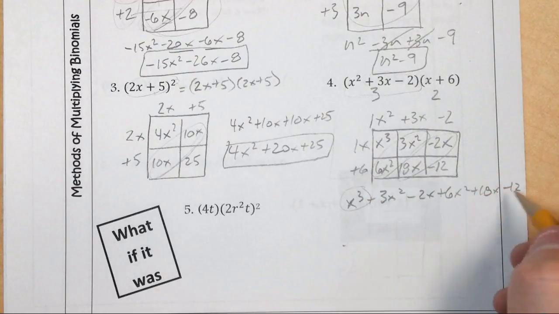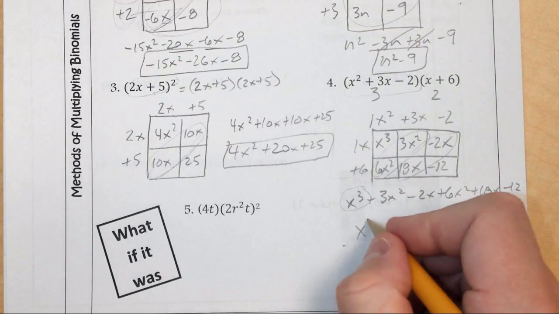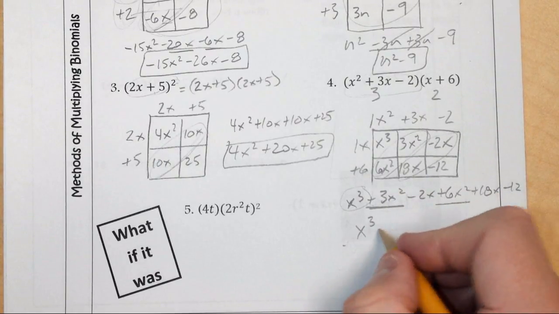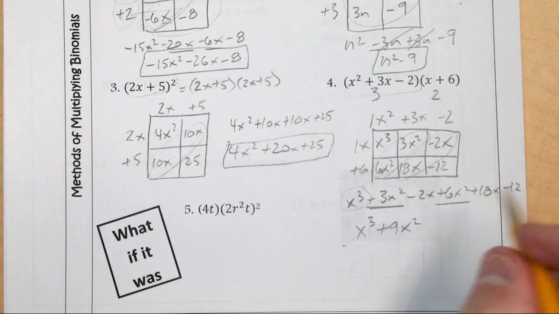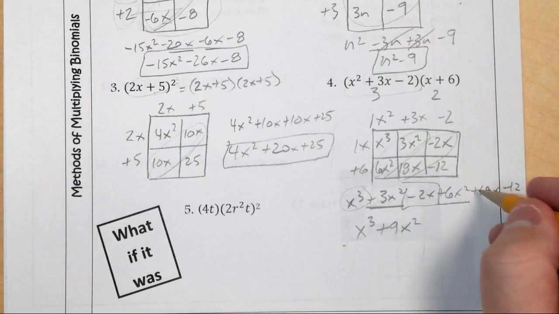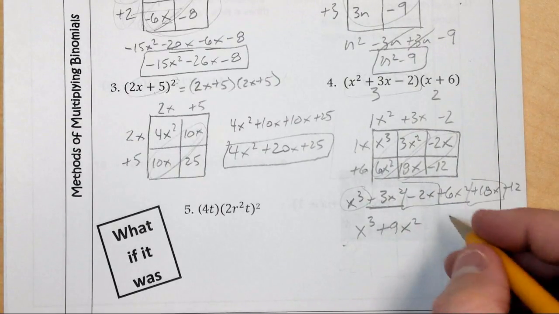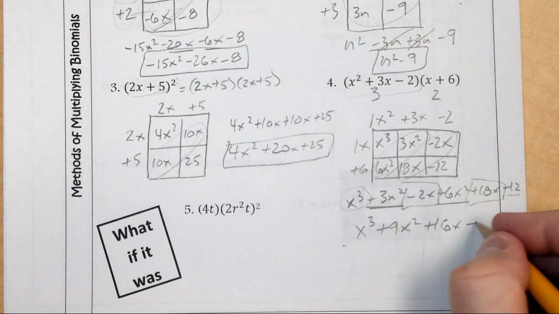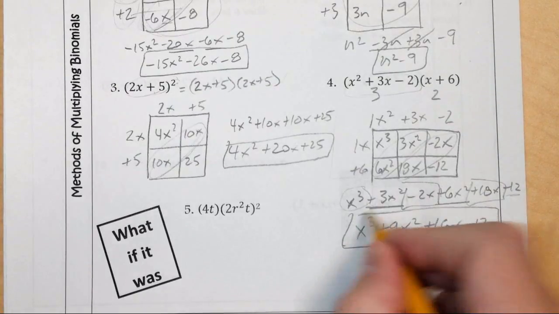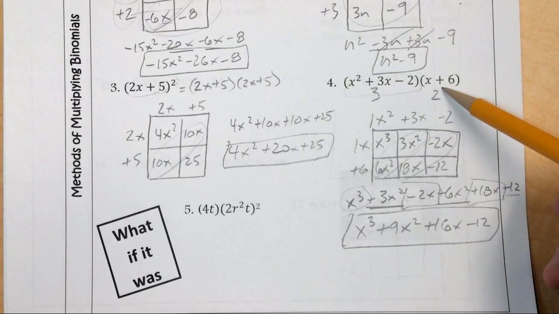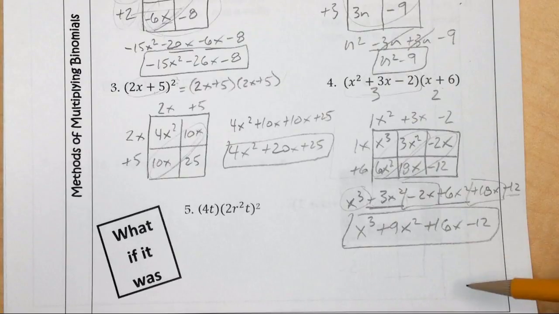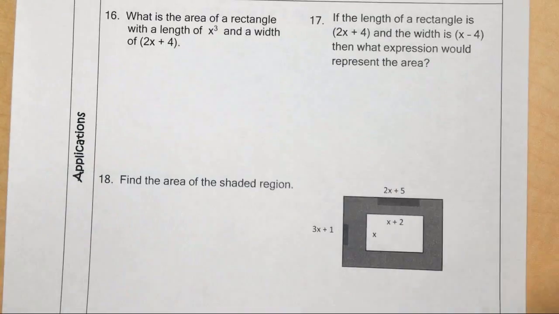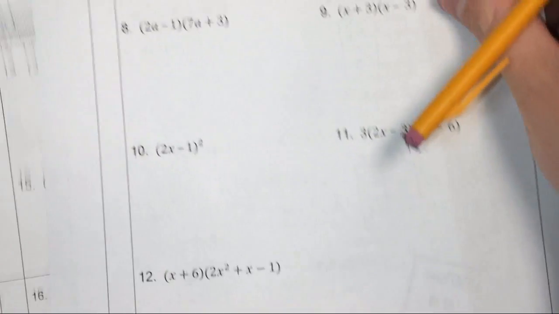So there's no term that has an x to the third here, so that stays by itself. But I can combine this plus 3x squared with a plus 6x squared, get 9x squared. Then I have this negative 2x plus 18x, so that adds up to being 16x. And then I have this one constant here, which is negative 12. And so when I did this trinomial by this binomial, I ended up with a 4-term polynomial. And then I'm not going to do number 5. I'm going to move on to the FOIL method.